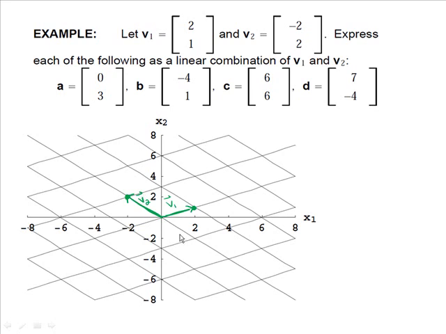And now we want to express A, B, C, and D that were given as linear combinations of those two. So first let's graph these. A is at the point 0, 3, which is right here. And B is -4, 1, which is over here. C is the point 6, 6, so we're up here. This was A and this was B. And then D is 7, -4.